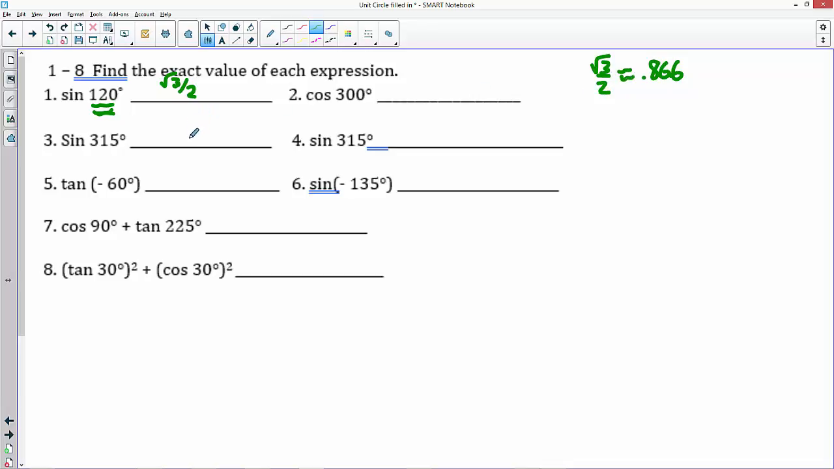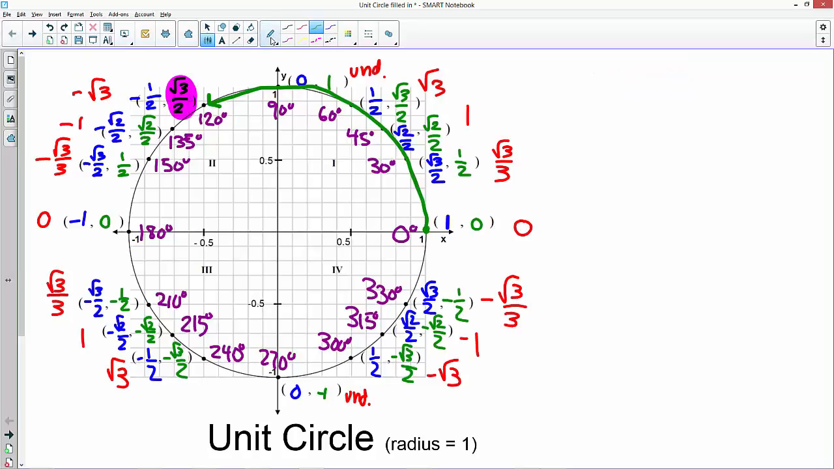Very easy to check most of the problems, particularly all the ones I'm not covering. You can check all the problems using your calculator to make sure you get the right answer. Okay, cosine of 300. Cosine is the x value. We go to the 300 dot.